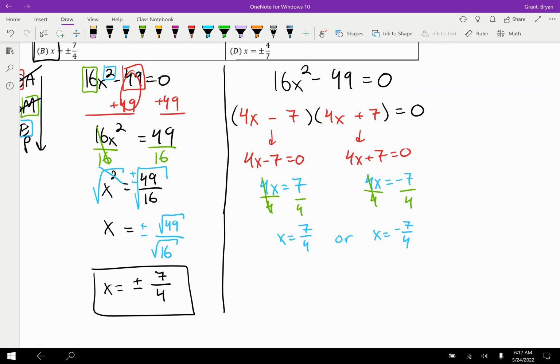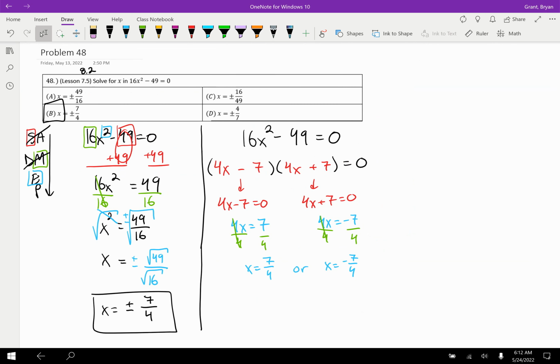So thank you for tuning in. Either one of these is a great way to go to end up solving this equation for x. SADMAP is always nice, but if you remember your factoring, you're like, ooh, that's a difference of squares, that is a great way to go as well. Hopefully this is helping you find success for your Algebra 1 final exam.